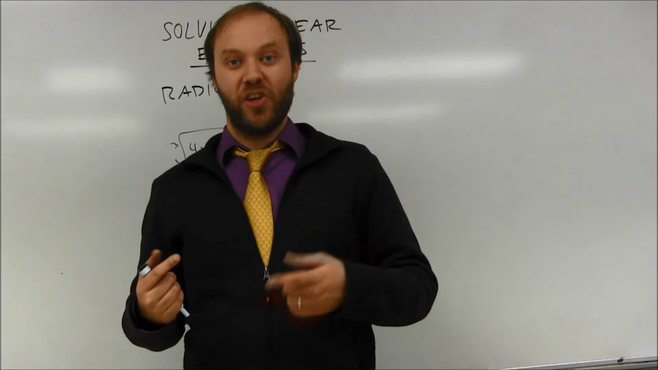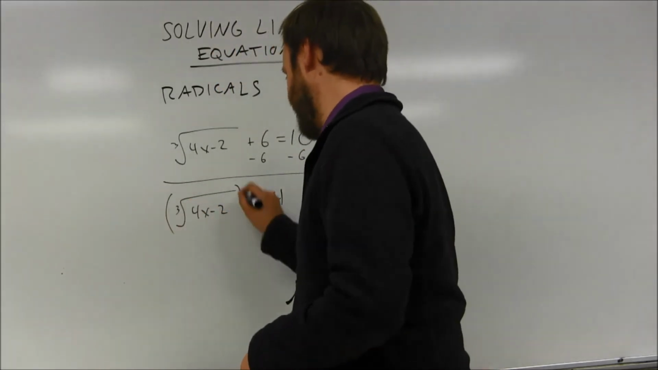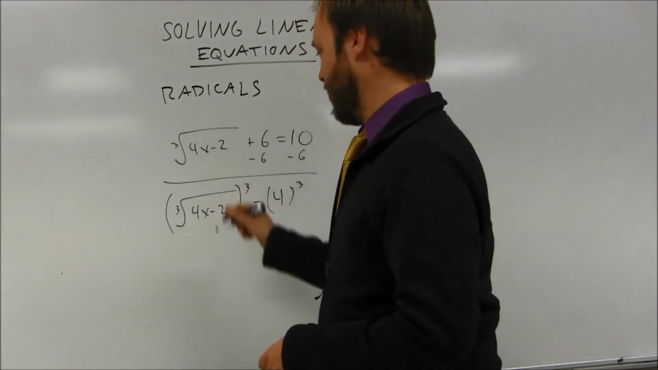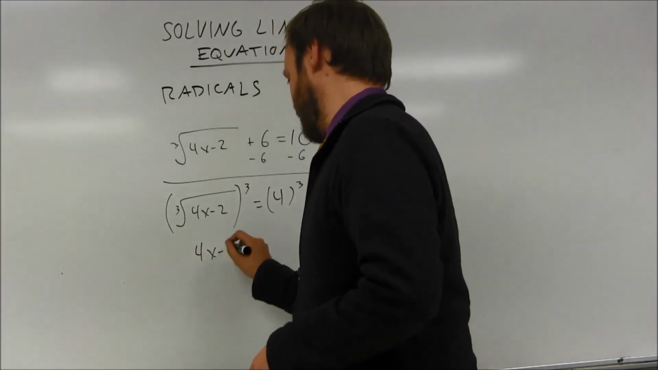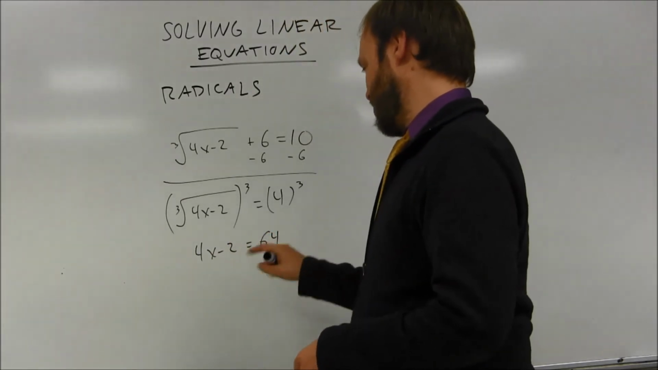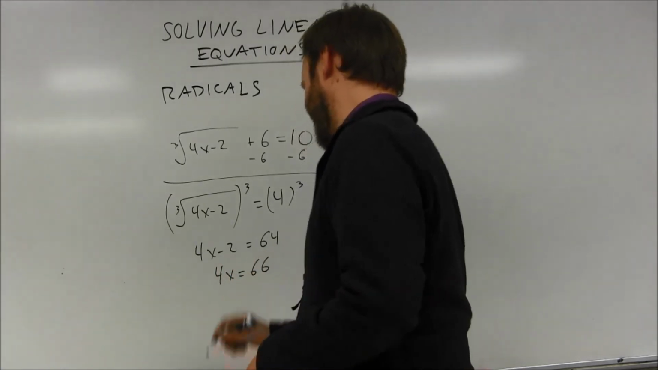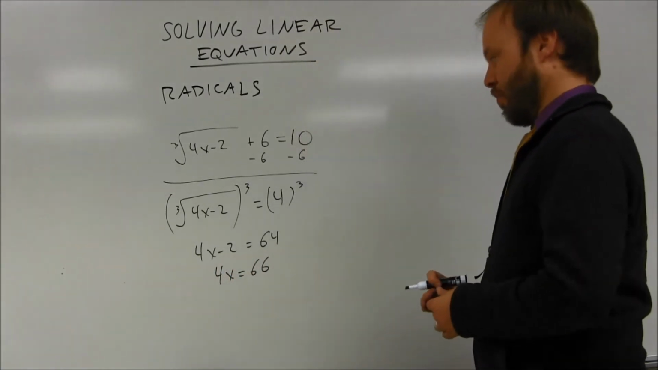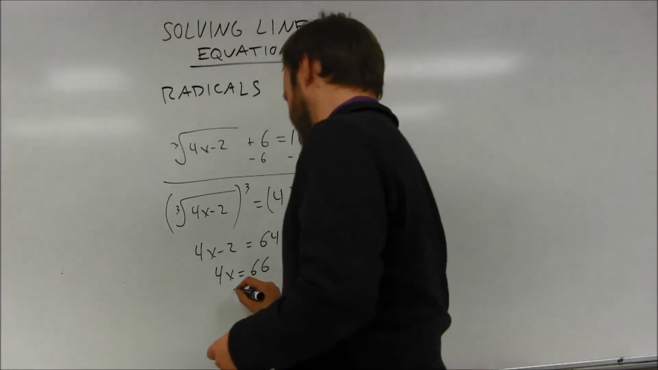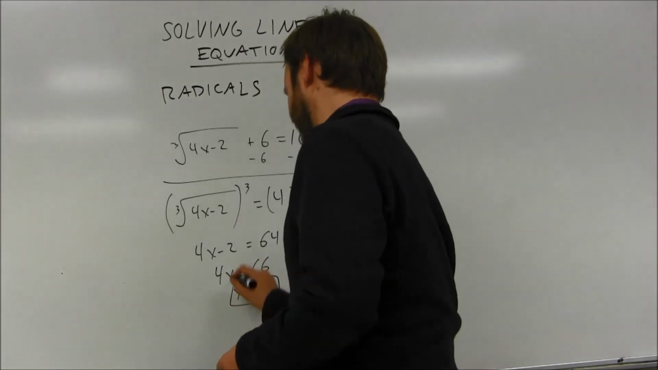The reverse of taking the cube root is to cube. So I'm going to cube this side of the equation, and I'll cube this side of the equation. And if I cube a cube root, it's going to leave me with just what's under the root. 4x minus 2 is going to be equal to 64. Now I can add 2 to both sides. We're going to get 4x is equal to 66. And let's see, 4 times 16 is 64. So it looks like x is going to be 16 and a half, I think. And that's my final answer.